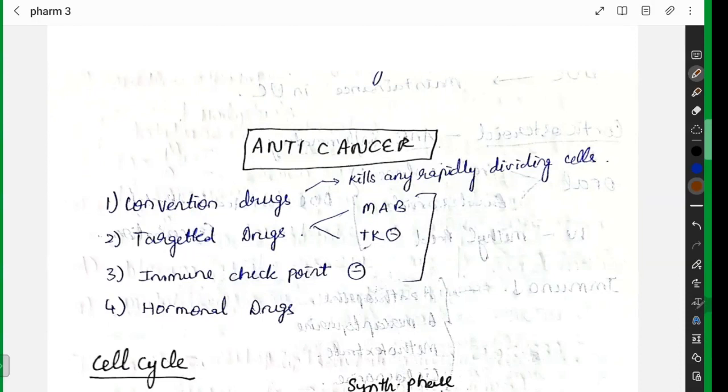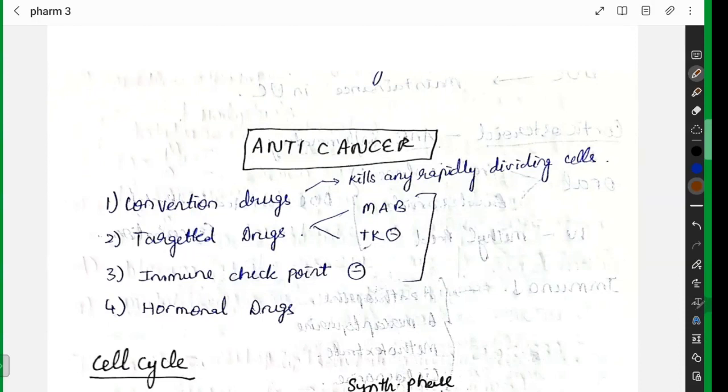Clear, right? So those who have attended my pathology session, please correlate with the pathology now. We have read many tumors in pathology, in the systemic pathology. Now I will be correlating, especially with your hematology. Hematology and the anti-cancer drugs which we are going to read in pharmacology must be correlated.